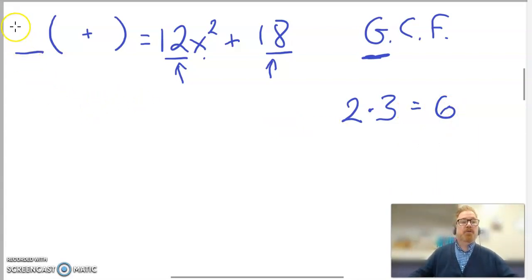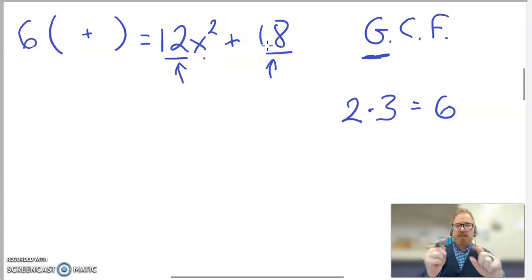Okay? So 6 is going to be at least part of, if not the entire, factor that we're pulling out from our binomial here. Is there anything else common to both of these terms? In other words, variables. This has an x squared, this doesn't have any variables at all, so there aren't any other little bits of these monomials that pair up that can come out.